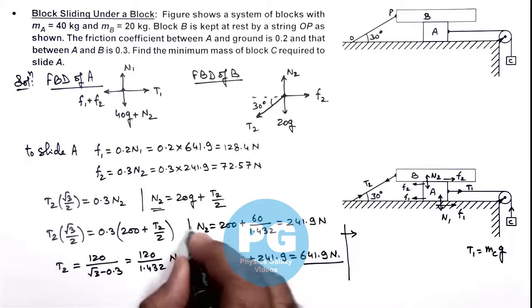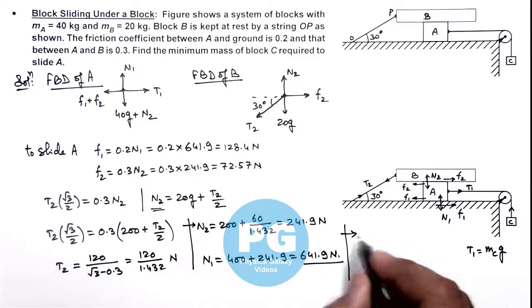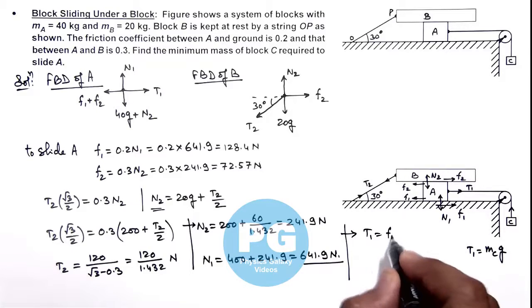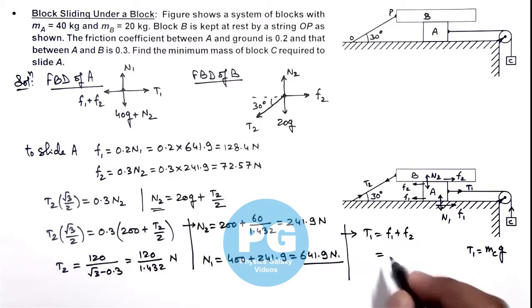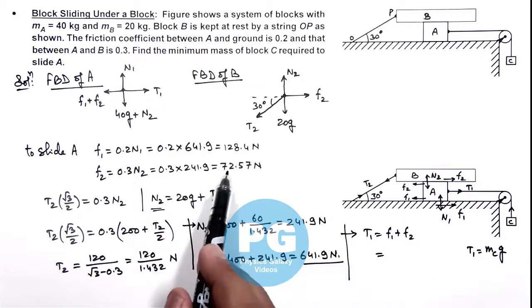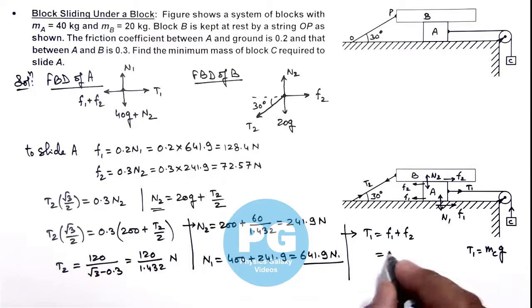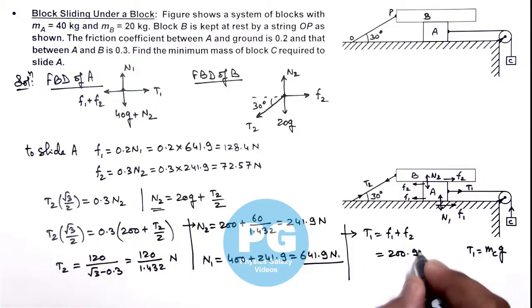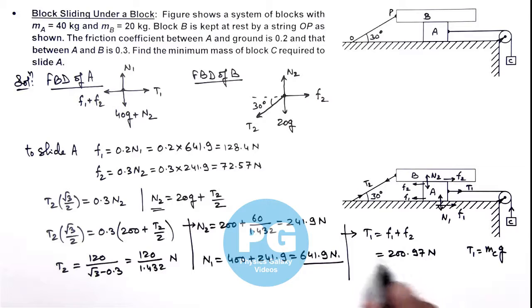As we have got F1 and F2 here, we can directly write to slide block A. Again, we can continue here. We can write the value of T1 should be equal to F1 plus F2, and if we add these two frictions, this will give us 200.97 Newton. If this is the value of T1, the mass of block C required to slide it is T1 by g. If we take g as 10, this will be 20.097 kilogram. That will be the answer for this problem.